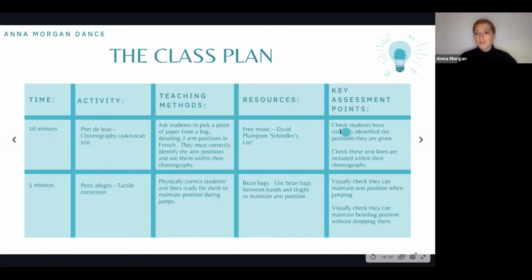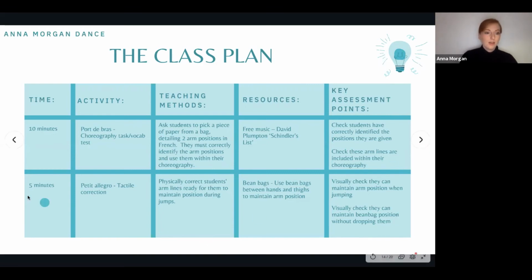So I'm going to visually check that the students have correctly identified the positions they're given, and I'm then going to check that these arm lines are in their choreography. So first of all, if they pick out the bag on everyone and on Caron, I'm going to say, right, what are those 2? Yep, they've shown me, yep, I've checked that you know that, now put it in your choreography, and then I'll visually check that it went in there. Then I know, tick, they've done the outcome of the objective that I wanted them to achieve.